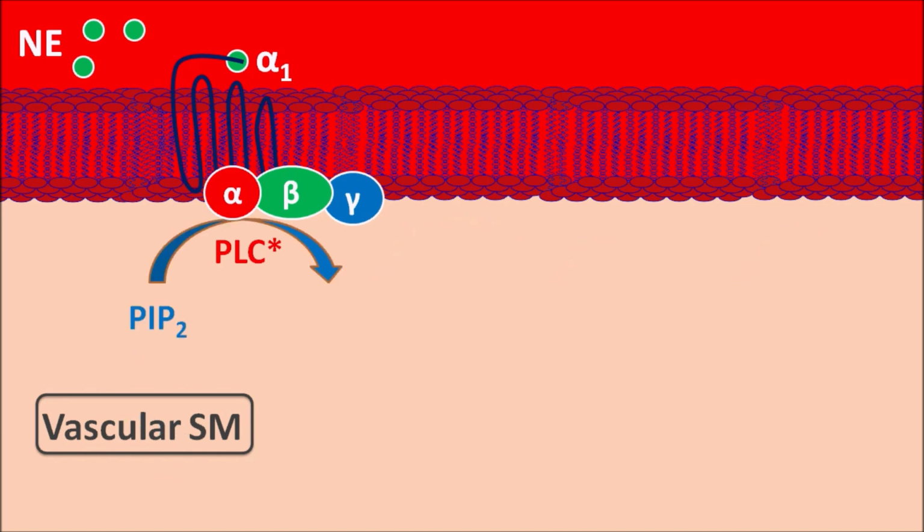Now, vascular smooth muscle expresses alpha-1 adrenergic receptors. These alpha-1 adrenergic receptors are again G-protein coupled receptors coupled with alpha, beta, gamma subunits. Norepinephrine can bind to these alpha-1 receptors and activate the phospholipase C system, PLC. This phospholipase C is a cleavage enzyme which converts phosphatidylinositol bisphosphate into IP3, inositol triphosphate, plus DAG, diacylglycerol.